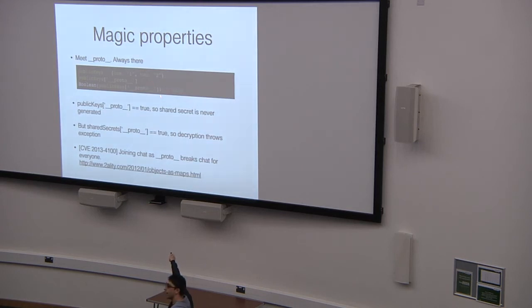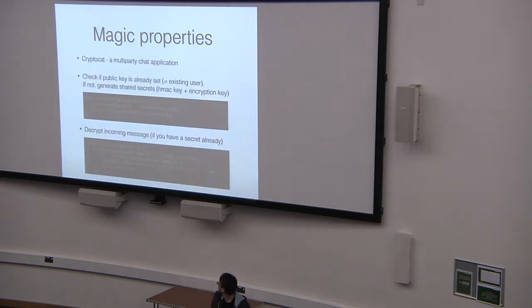resolves to a new object, an empty object. An empty object is actually true. It's a truthy value. So public keys __proto__. So if there's a sender called __proto__, let me go back to the slide. If there's a sender called __proto__, it would resolve to true. So you would never generate a shared secret with someone called __proto__. And then if you checked for the shared secret, this would resolve to true as well. So you probably have a secret, right?